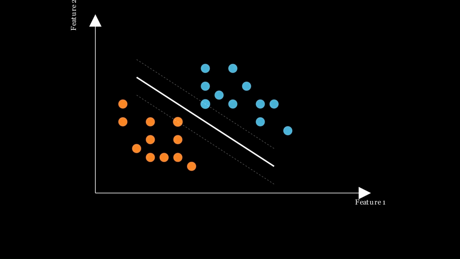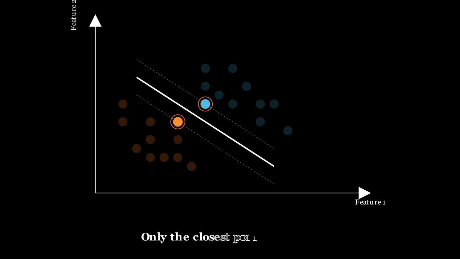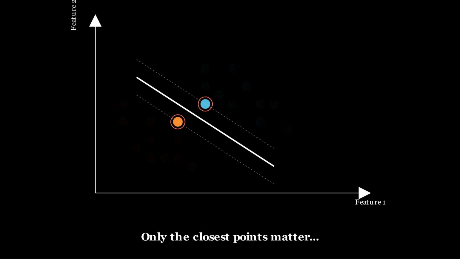But here's the surprising part. Most of the data points don't actually control the boundary. They are part of the dataset, but not part of the decision. Instead, only a few points matter. The ones closest to the margin. These are the points right at the edge. They are the first points the boundary would touch.